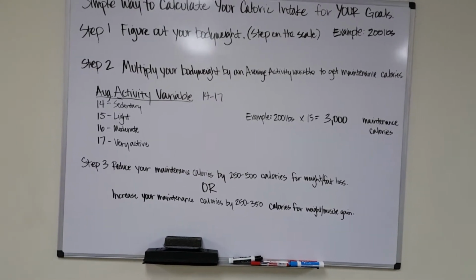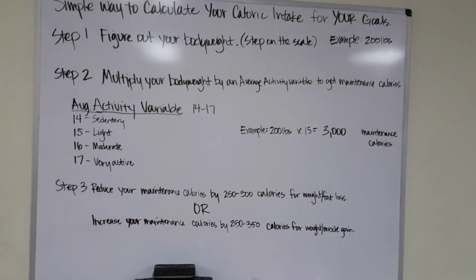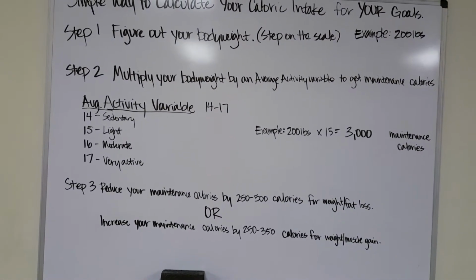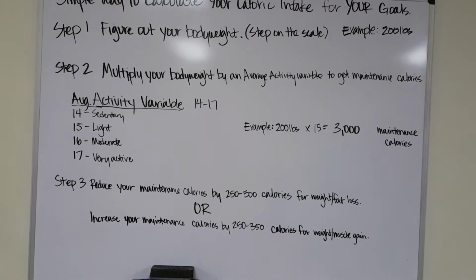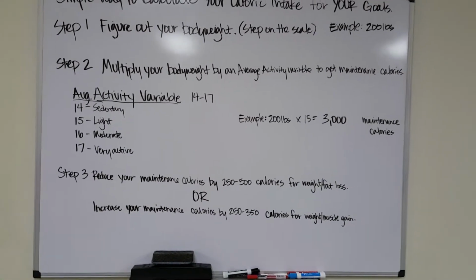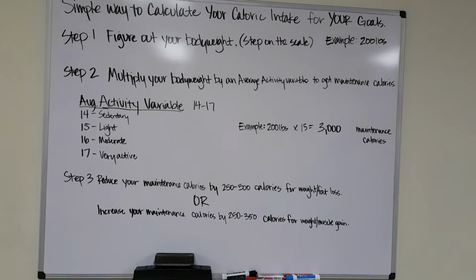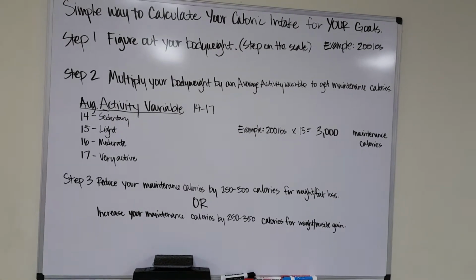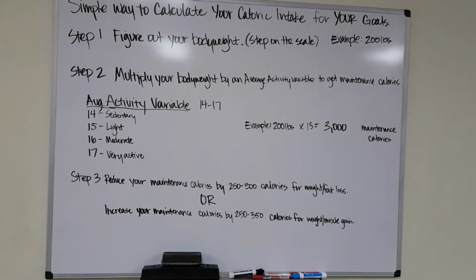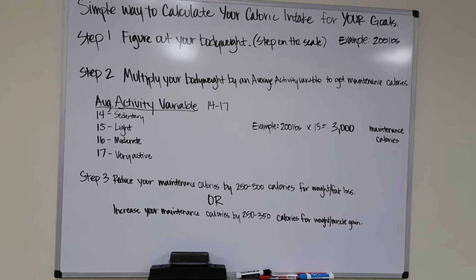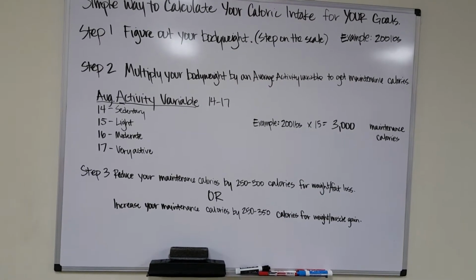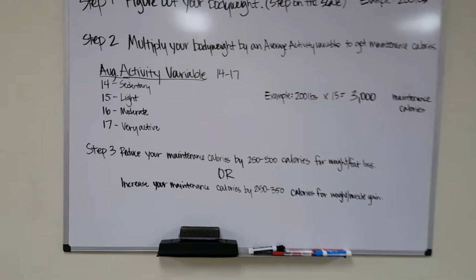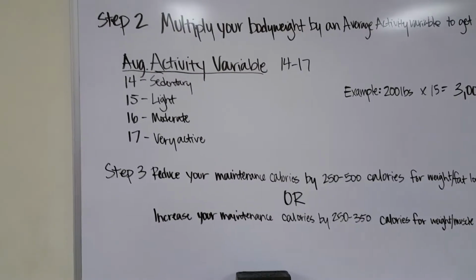All right, step number 2, you take your weight and you multiply your body weight by an average activity variable to get your maintenance calories. Now, your maintenance calories are the calories that you require as an individual to maintain your current body weight. So in order for a person that's 200 pounds to maintain their weight, you got to eat a certain amount of food. You need a certain amount of energy to do that. Okay? So here is our average activity variable.